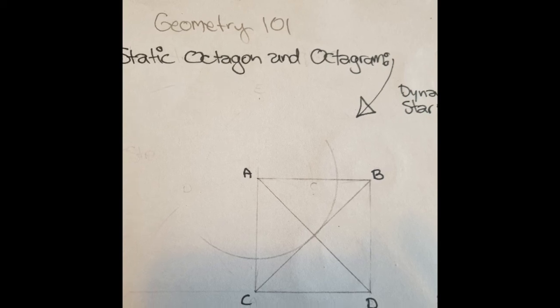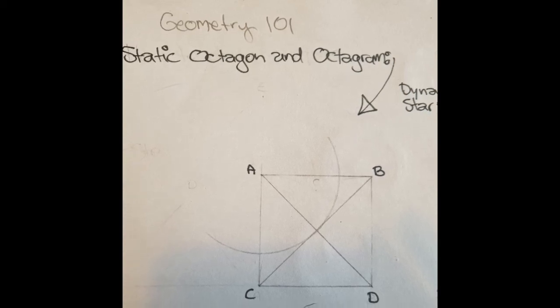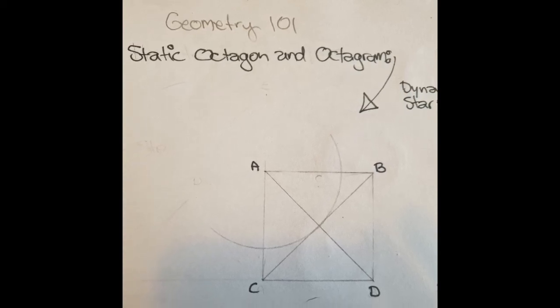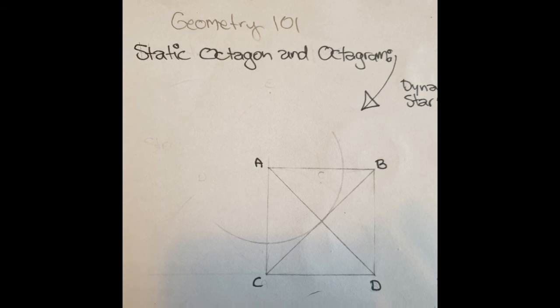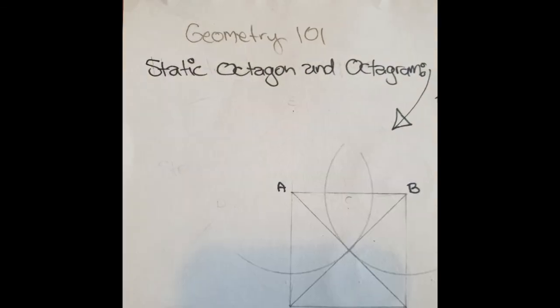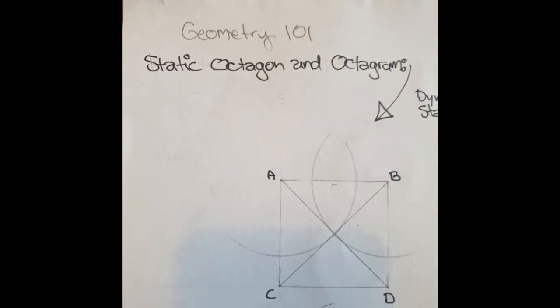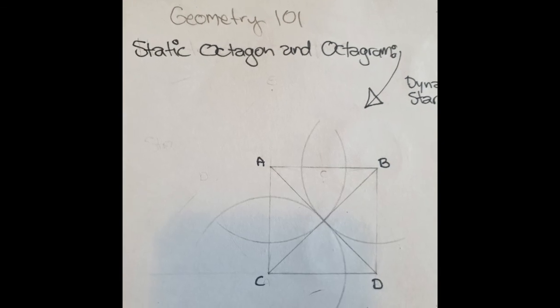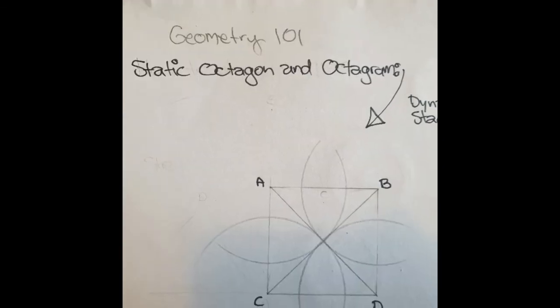Rest your compass on point A, find the center of the square, and draw an arc which passes through the top and left side of the square. Repeat this on point B, point C, and point D.